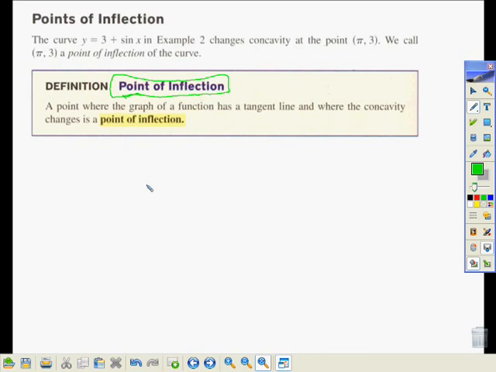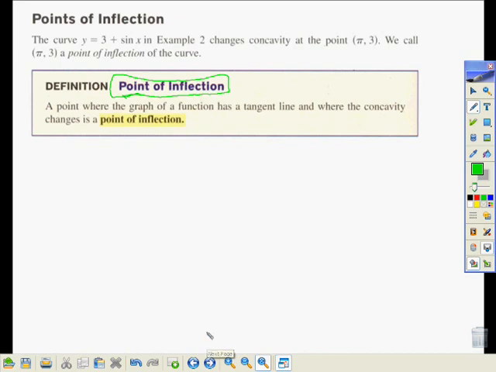And so for first derivatives, we look for critical points. For second derivatives, we call them points of inflection. When we're looking for points of inflection, this maybe more corresponds to like maximums and minimums. Is what we're looking at.